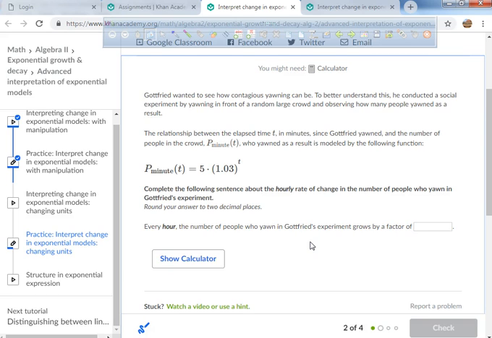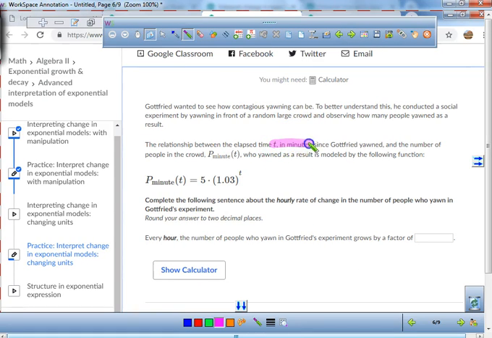All right? Cool. So you wanted to see how contagious yawning can be, since yawning's done in math all the time. To better understand this, he conducted a social experiment by yawning randomly in a large crowd. Observe how many people yawn as you do that. See, I made you yawn, didn't I? All right, good job. It was your sympathetic. The relationship between the elapsed time and, what's t this time? Minutes. Since Godfrey yawned and the number of people in the crowd, per minute, who yawned as a result is modeled by the function. Complete the following sentence.